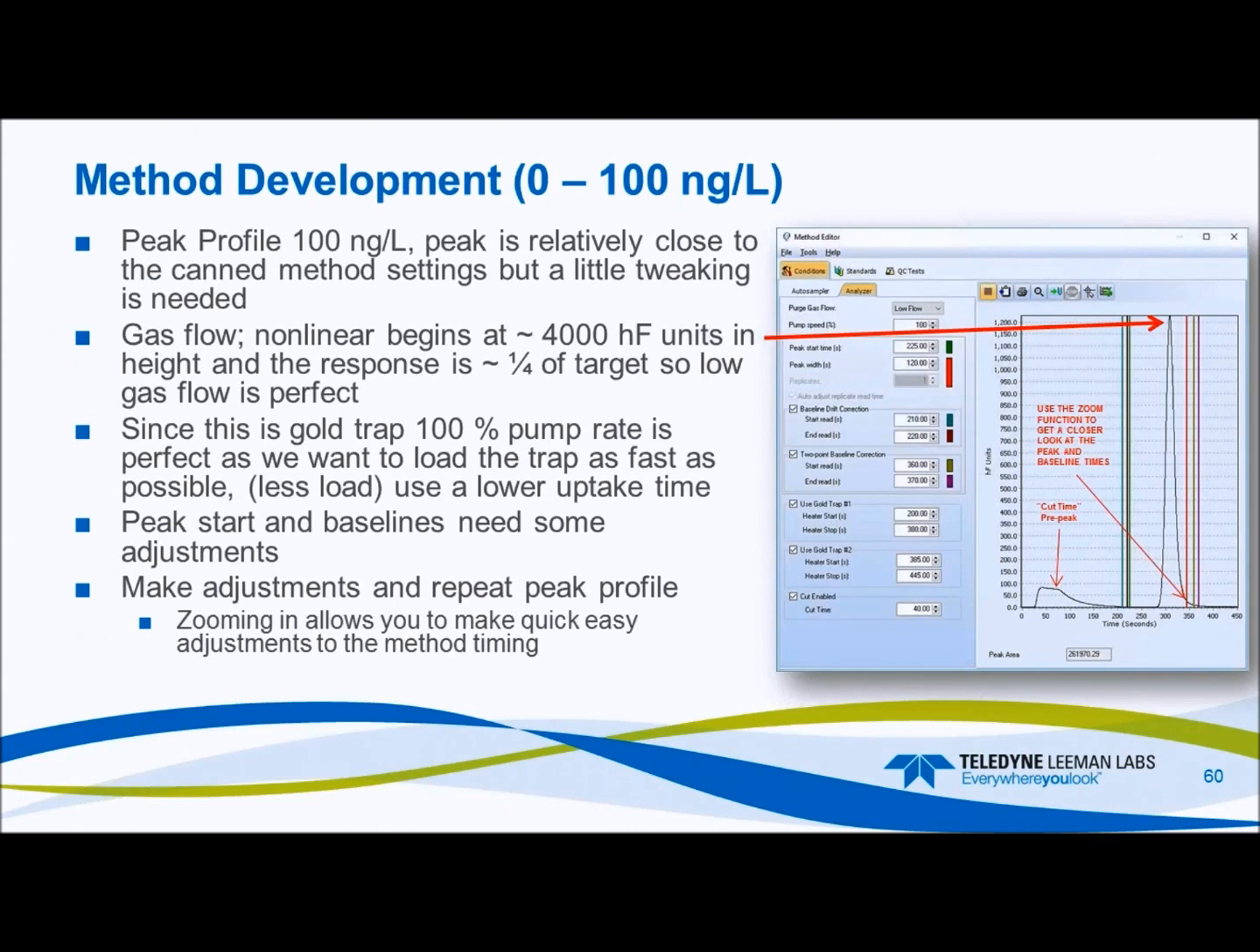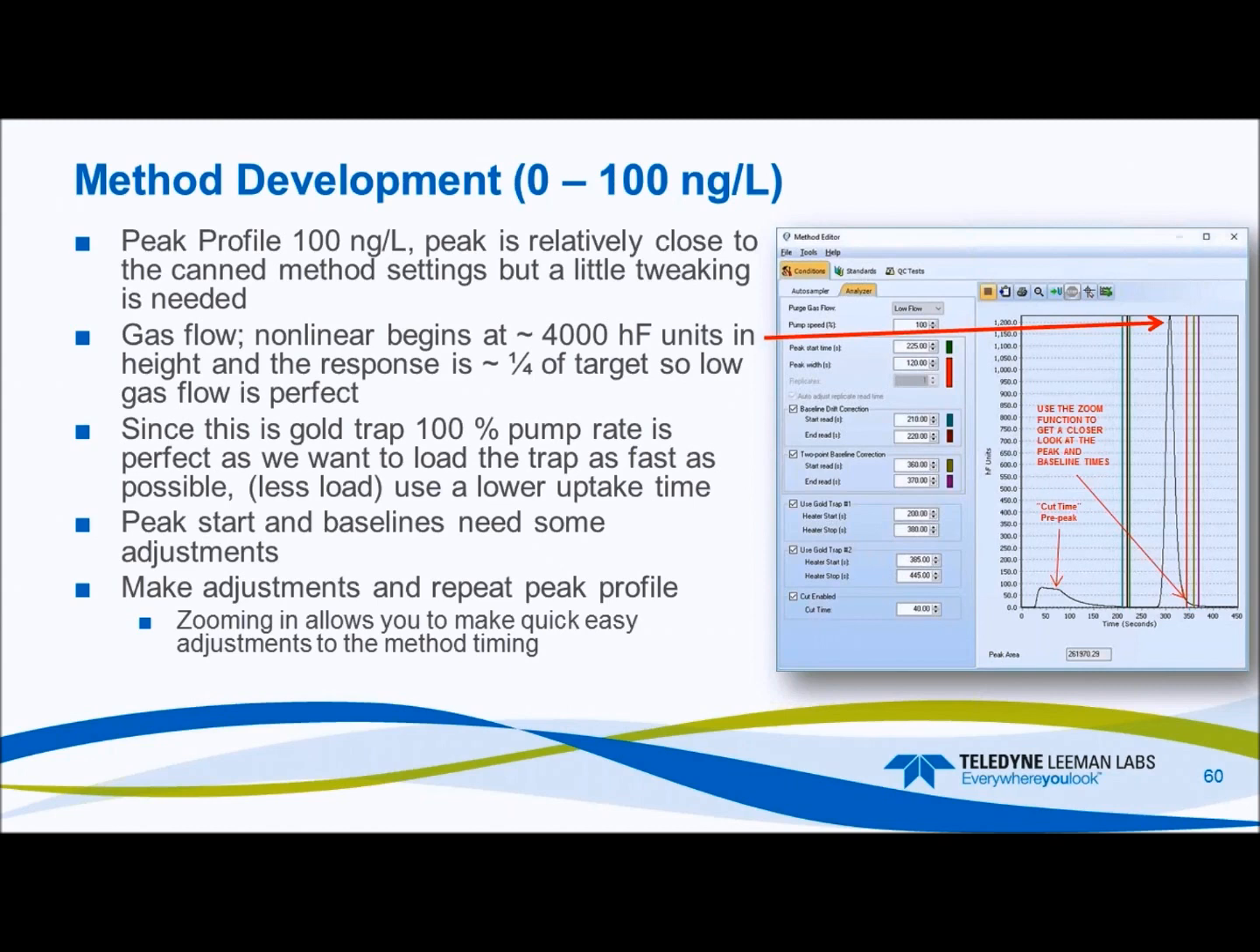So I just did that CAN method. So open it up, run the peak profile. Gas flow gives us approximately, our peak height is around 1200, so we're a fourth of our target, so we're within linear range, not a problem. So we can leave it at low. We can leave our pump rate where it is because our load is just going to be perfect. Again, with less load, you're going to decrease your sensitivity.